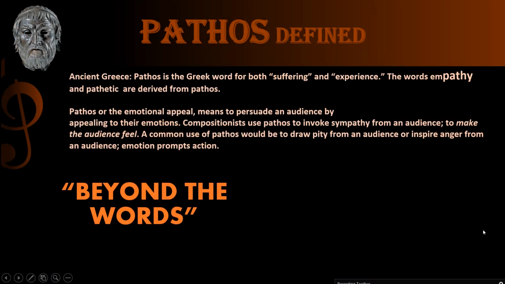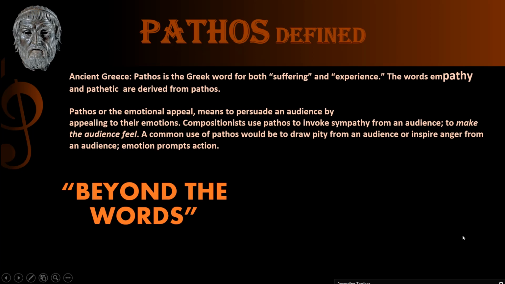Okay, so here is Pathos defined. In ancient Greece, pathos is the Greek word for both suffering and experience. The words empathy and empathetic are derived from pathos. So as you can see, the empathy part there is basically what the word was derived from, hence the term pathos.